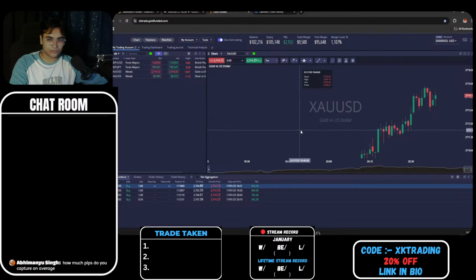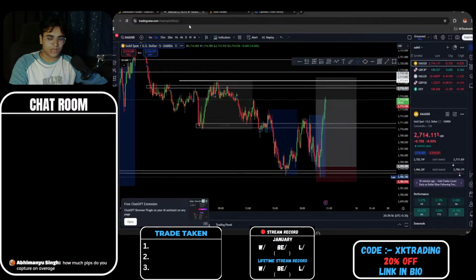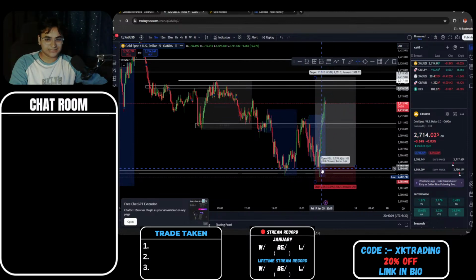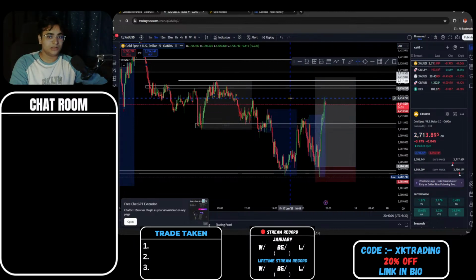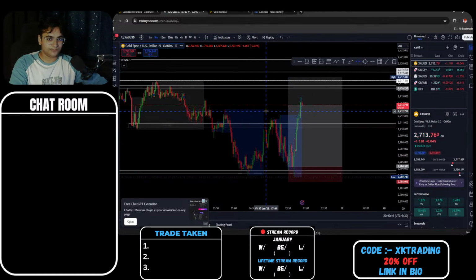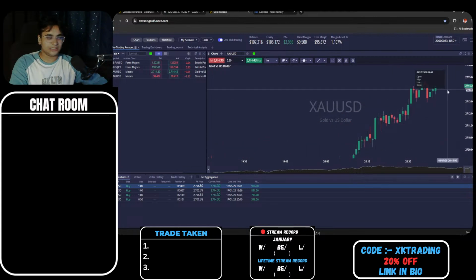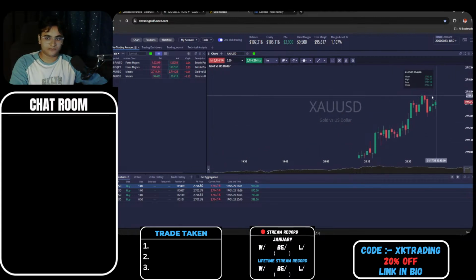How many pips do you capture on average? To be honest, 30 to 40 pips, depending on the trade idea. For example, this one, I saw there was volume and things like that, so I decided to hold the trade throughout the sessions. So it totally depends on the sessions, brother. But on average, I think 30 to 40 pips is more than enough. 20 pips is good, 30 pips is good, depending on the stop loss.